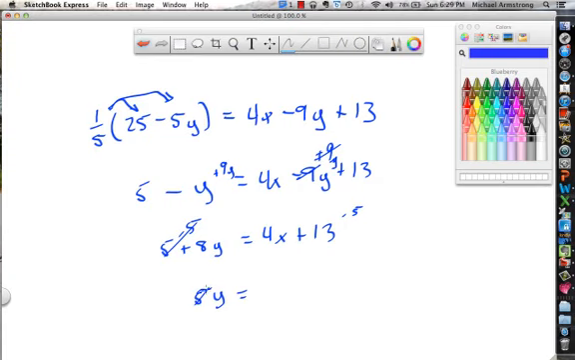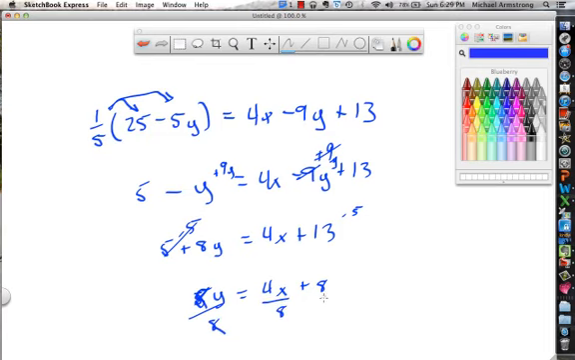So we have 8y. Looks like a 5 kind of, huh? Yeah, because it was 1. I just changed it to an 8. 8y equals 4x plus 8. And then we're going to divide both sides by 8.